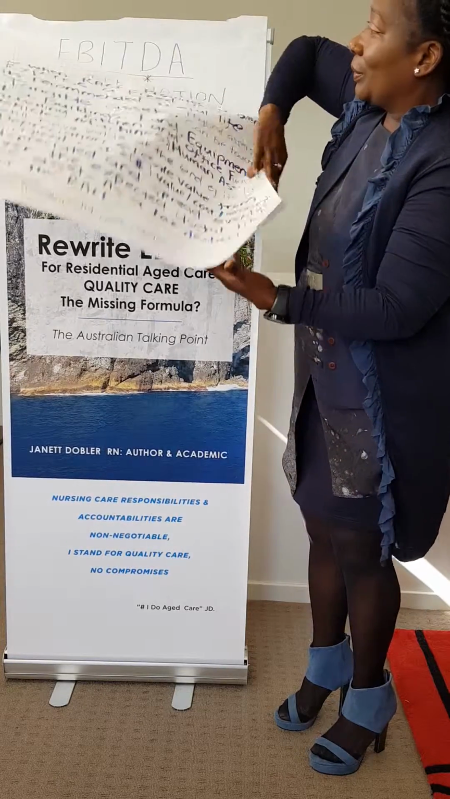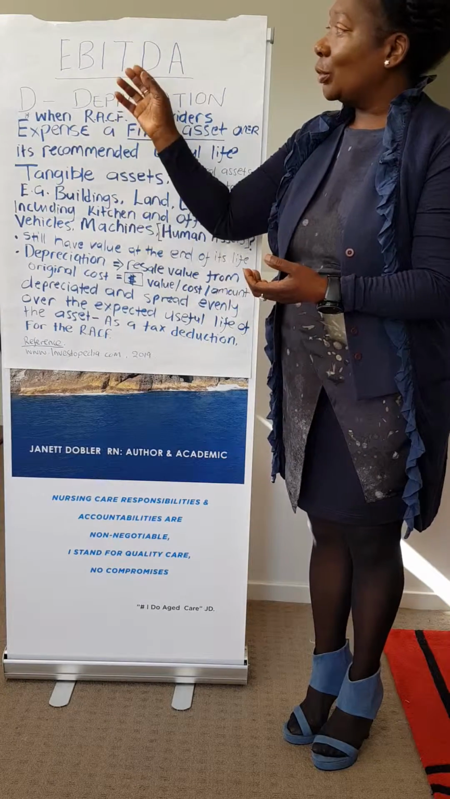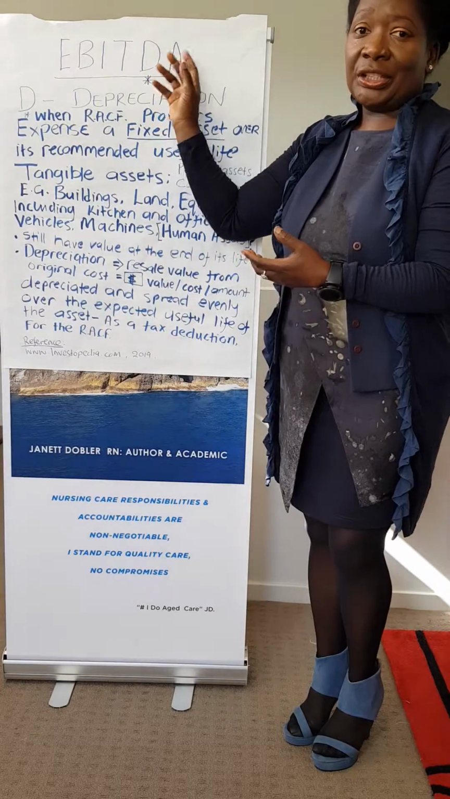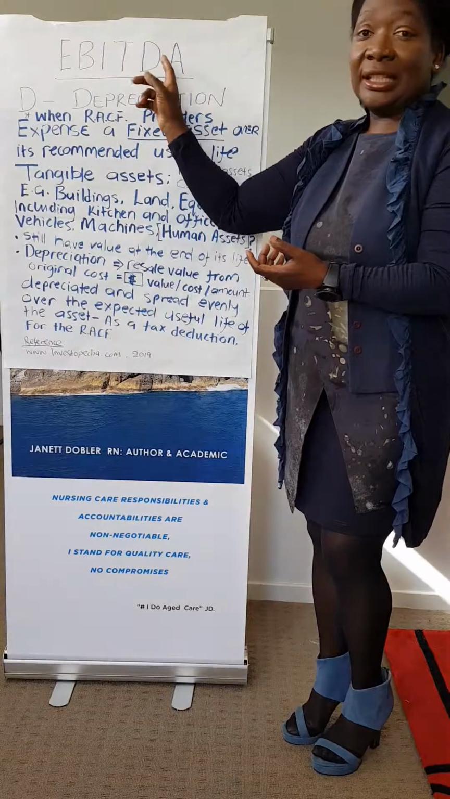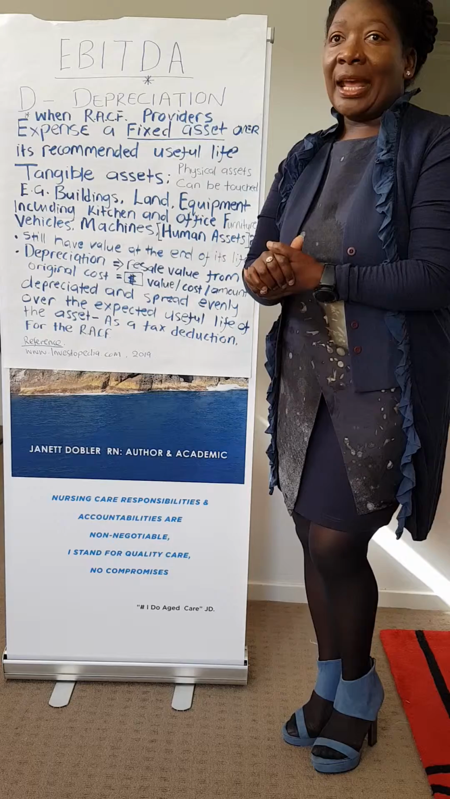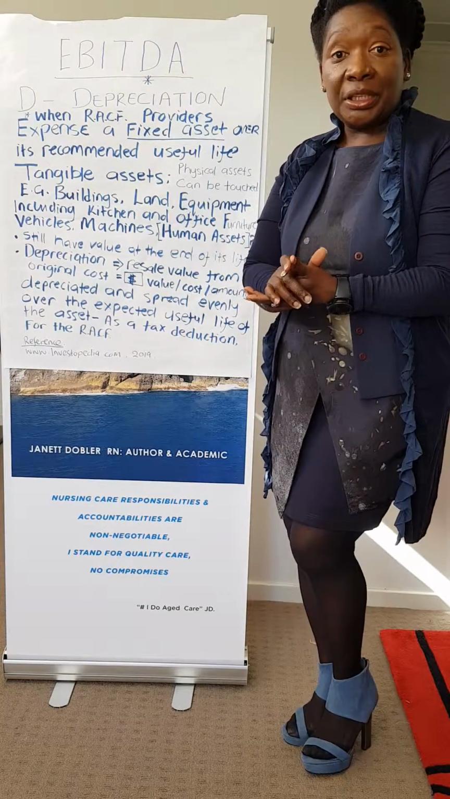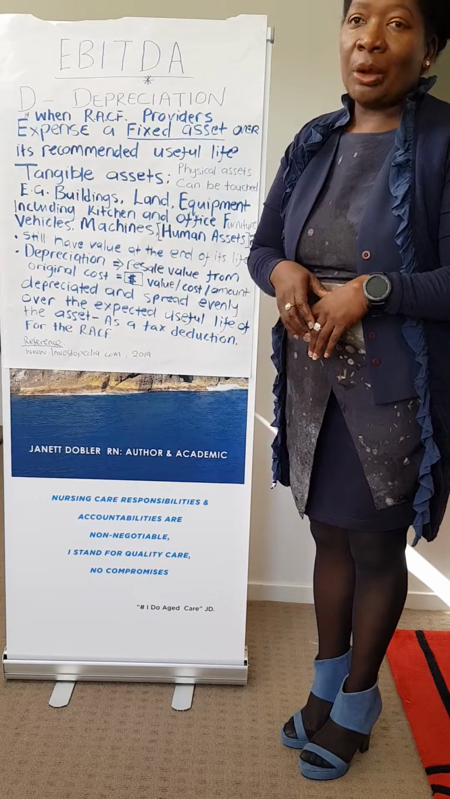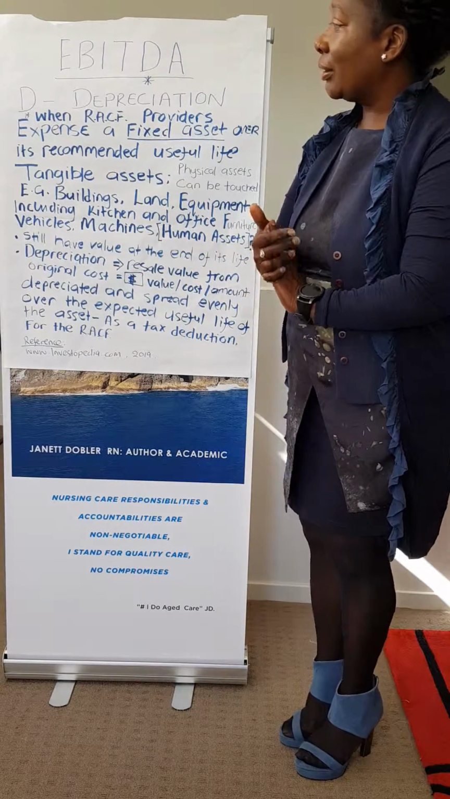Okay, so now EBITDA obviously stands for earnings before interest, tax, depreciation, and amortization. This video is going to address the D part of the EBITDA, which is depreciation. I've taken this definition from Investopedia. You can Google them on the website, but this is not all my work, and I'm just going to acknowledge that I've borrowed some of their work.